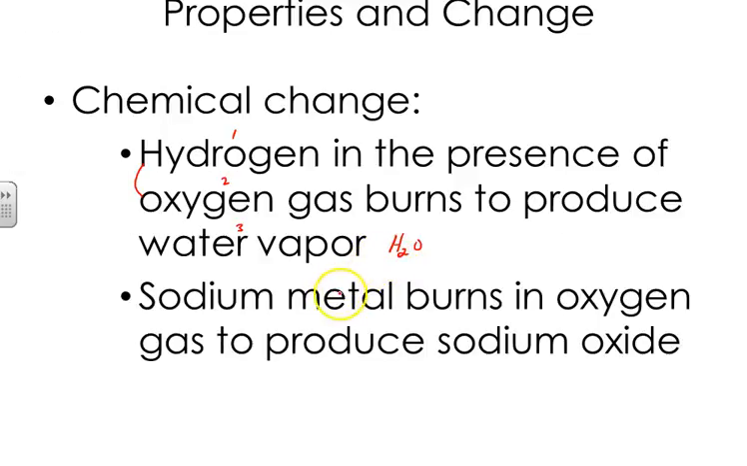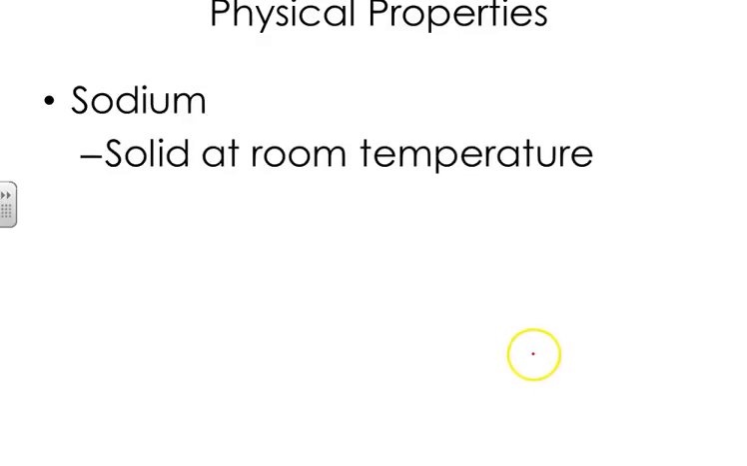Sodium metal will burn in oxygen to produce sodium oxide. We have a metal, with unique physical properties. Oxygen gas has its own unique physical properties, but when you put them together and provide an energy source, they're going to produce a new compound, which is a solid white crystalline compound, sodium oxide. So, some examples, with more detail.